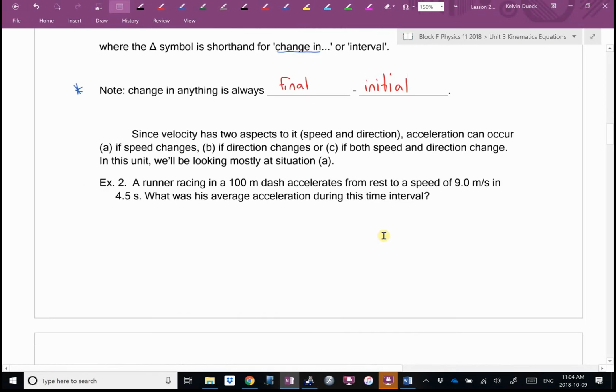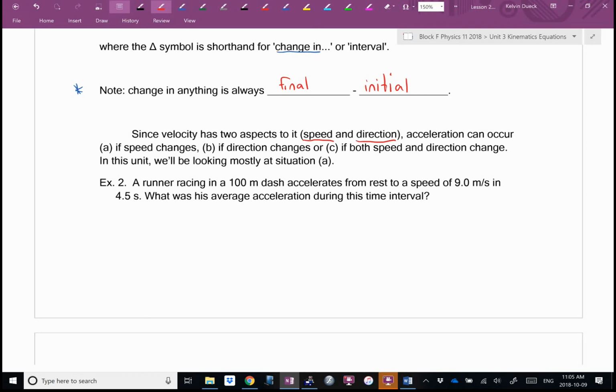Since velocity has two aspects to it, it's a vector, so it has magnitude, speed, and direction. There are three ways an object can accelerate. The first is the one that most of you are used to, speeding up or slowing down. Your speed can change. The second one is if the direction changes. Where does that occur? Going around a corner at a constant speed. Your speed isn't changing, but as you go around a corner, your direction is changing. I assure you, you are accelerating.